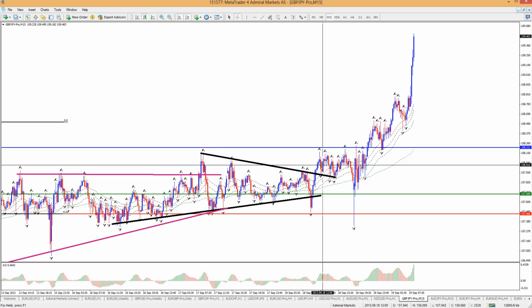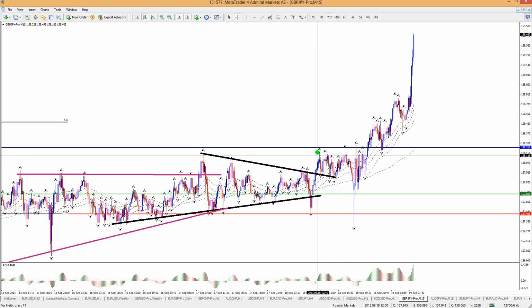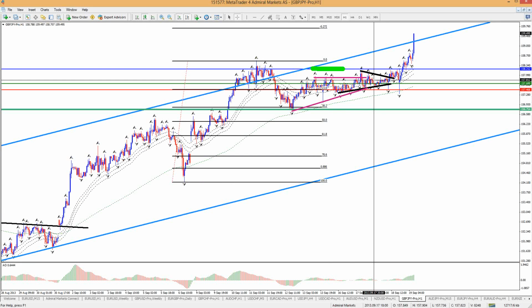Let me just take a look where I took it off. Either here, now I don't remember. Either there or there. One of these two tops. I really don't remember. Because it missed it so close and it was so choppy. This entire thing was a range.